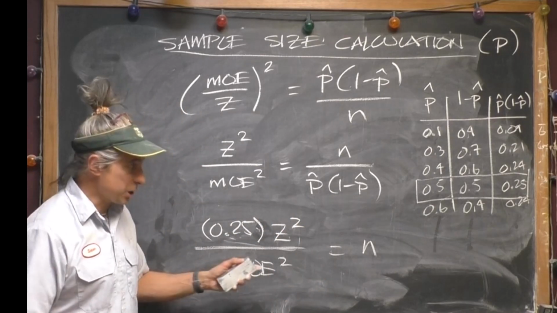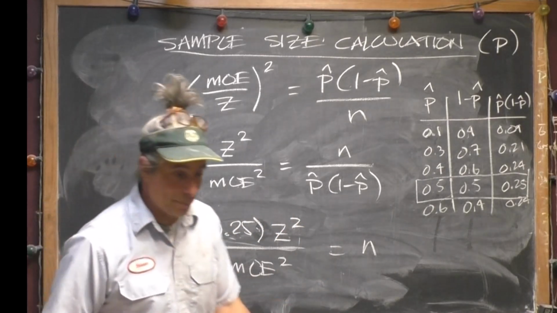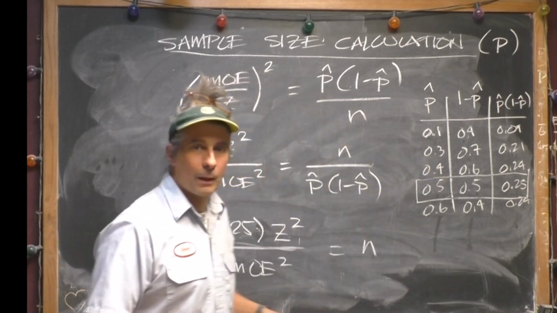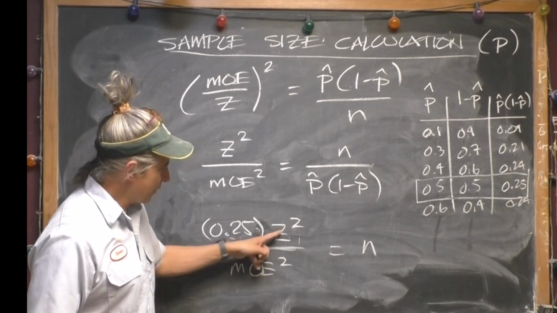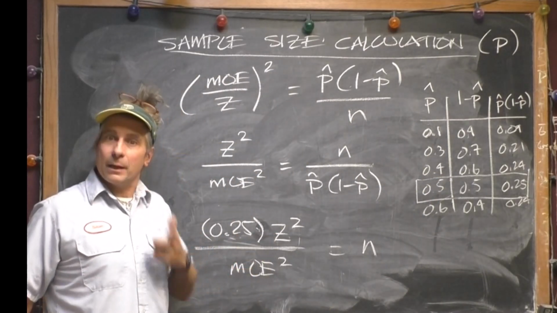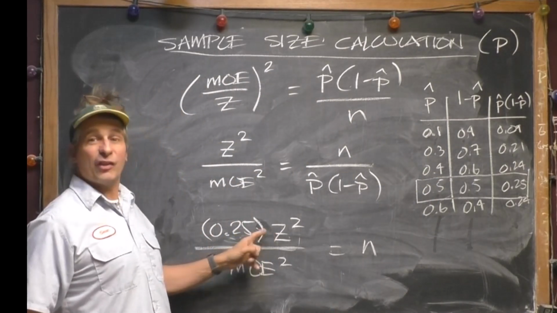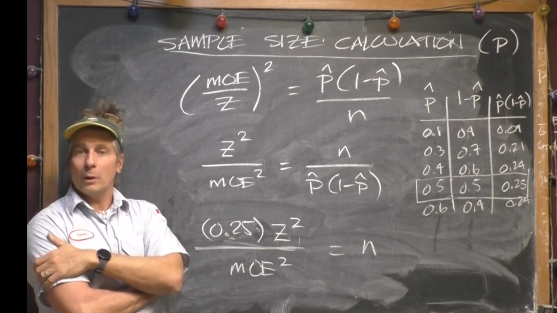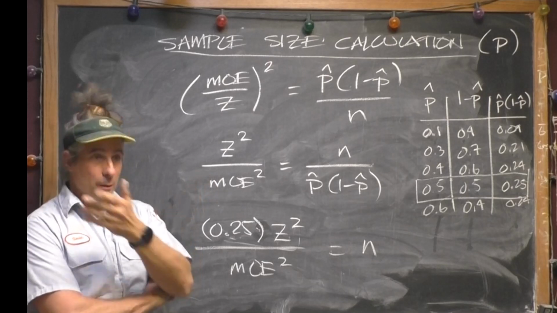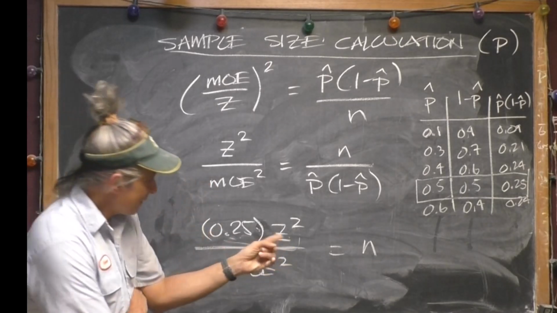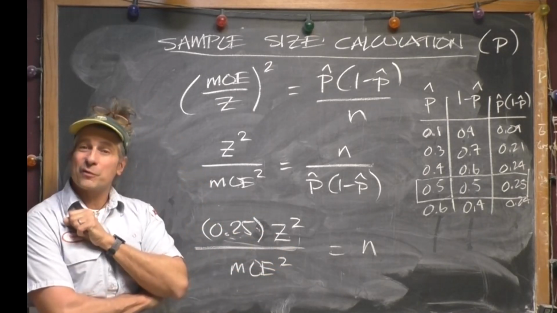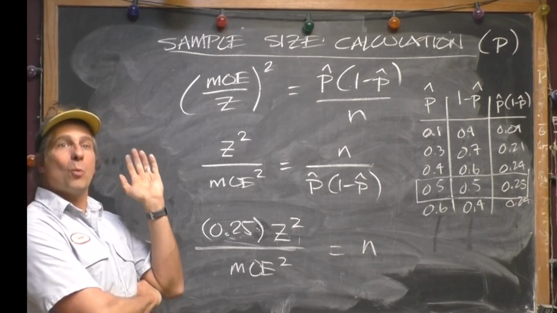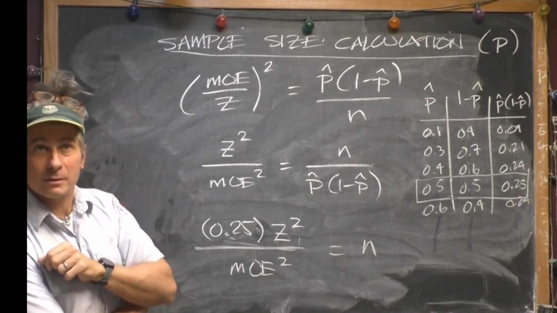Okay. Now this is looking better. Believe it or not, this is looking better. Because here's the deal. You can pick these two things before going into your study. Z is the value you pick based on what confidence you want. So suppose you want 95% confidence. Then you will plug in 1.96 for Z. Suppose you want 99% confidence.